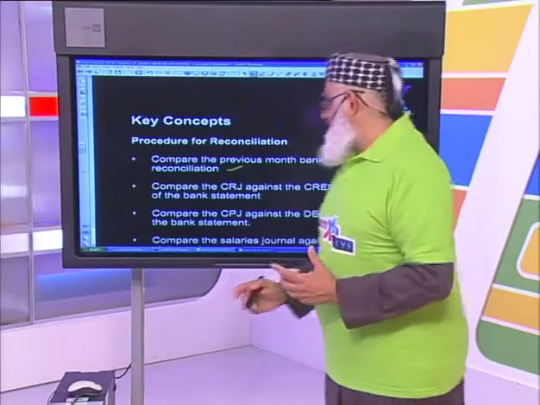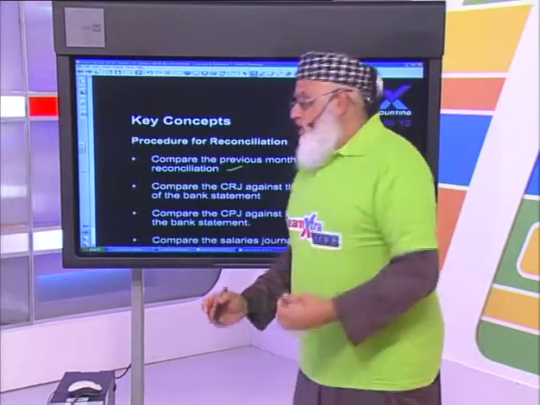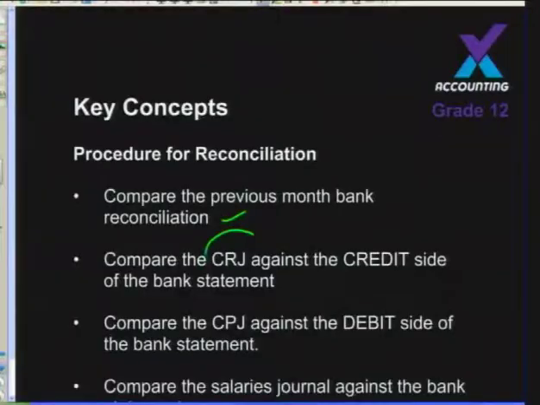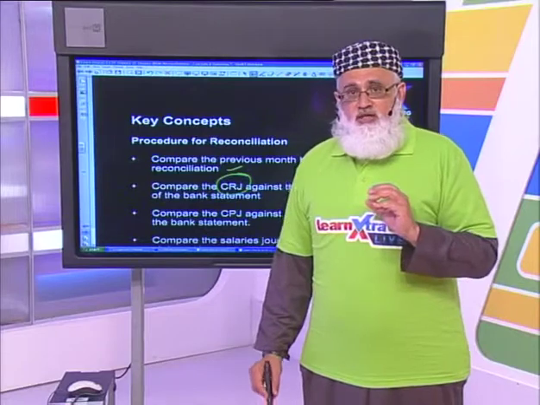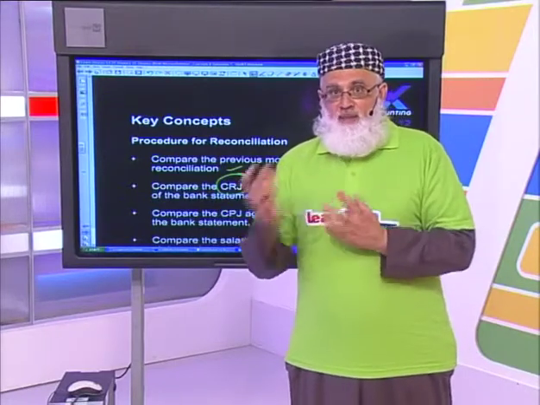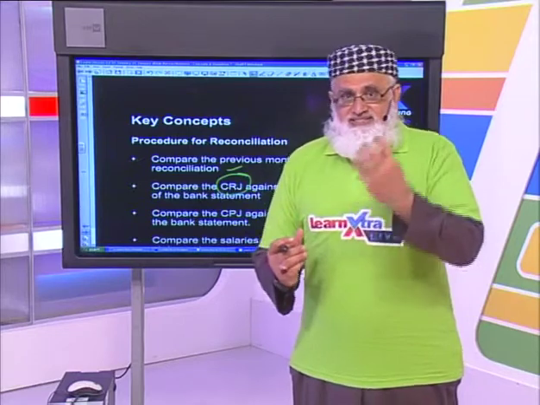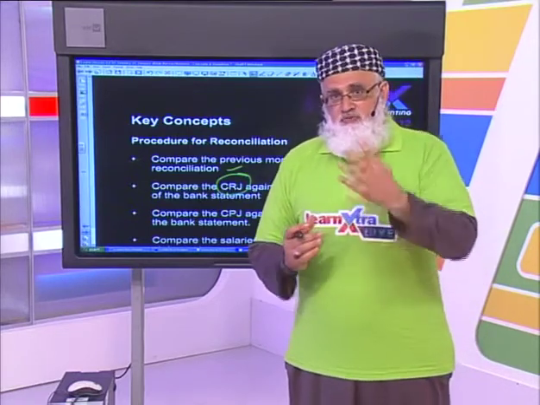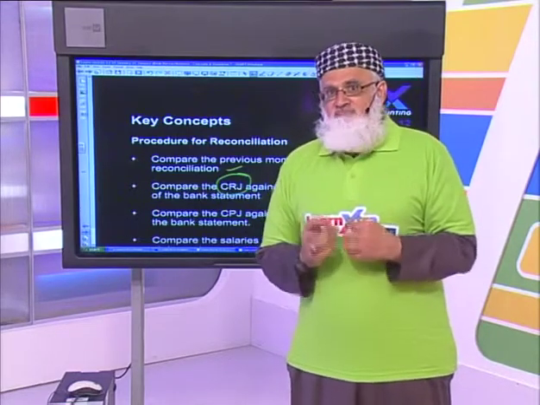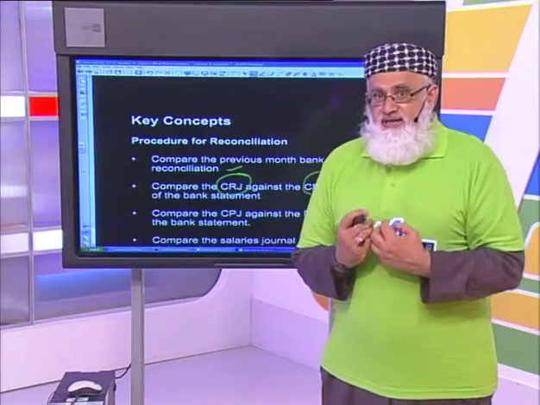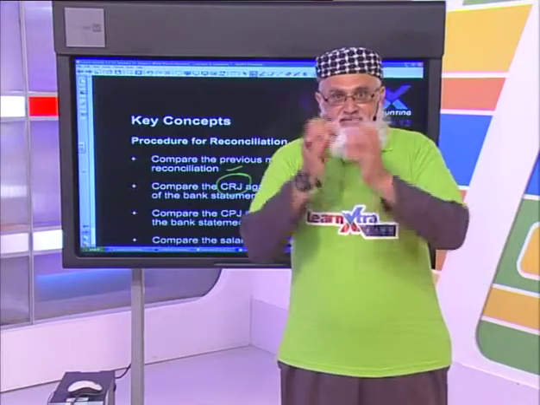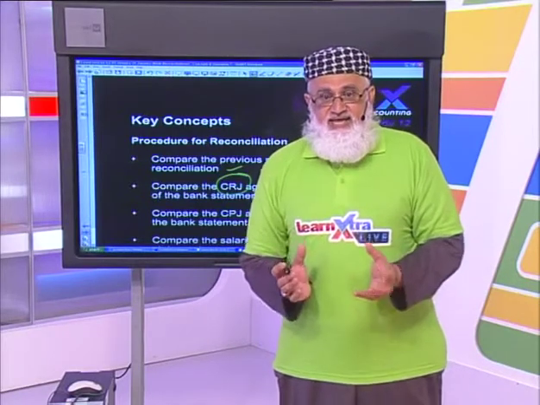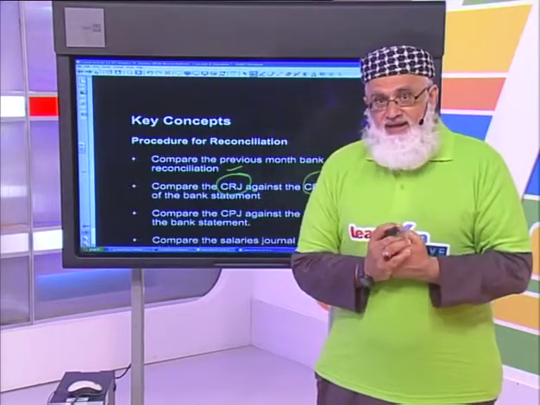month's bank reconciliation statement. Then, compare your cash receipts journal against the credit side of the bank statement. Why is that? Because the relationship between you and your bank is one of debtor and creditor. Put very simply, when we have money in the bank, we are saying that our books record a debit balance, indicating an asset, indicating that we have money in the bank.